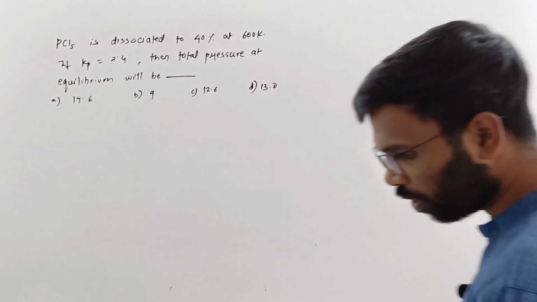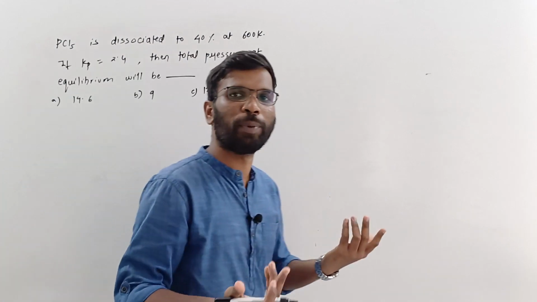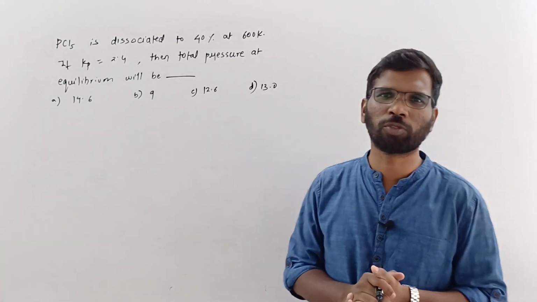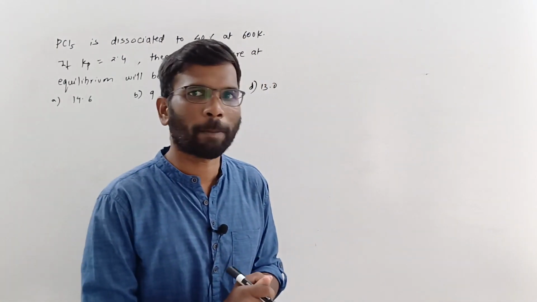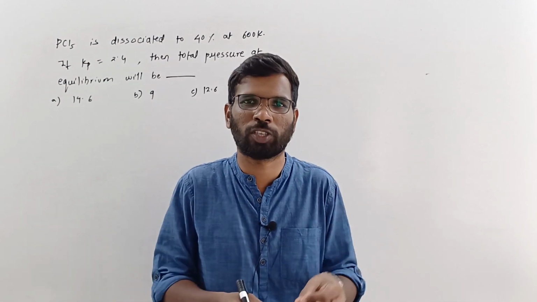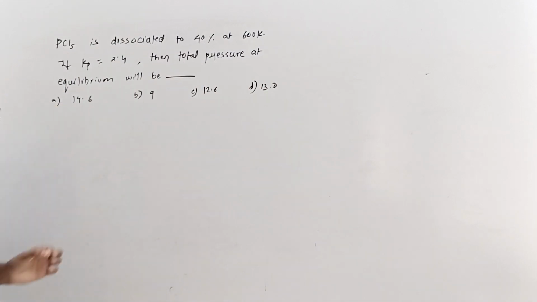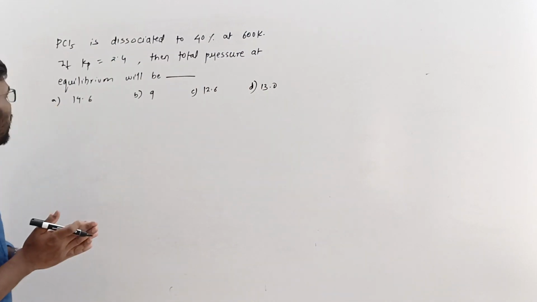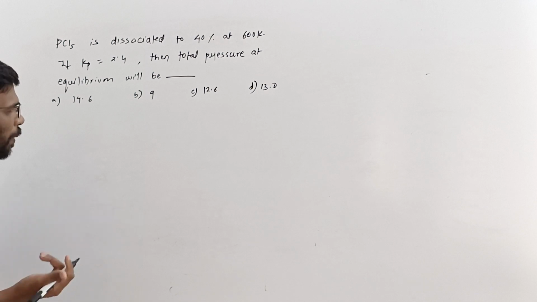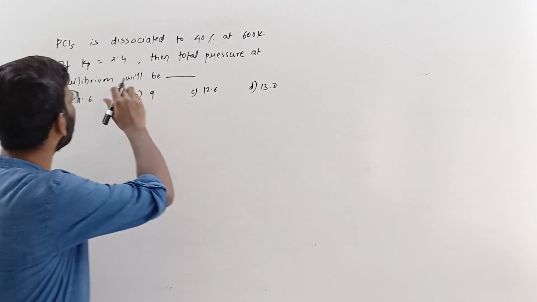Okay, let's quickly solve this question. This question is about partial pressures and how the equilibrium constant in terms of partial pressure is related. Partial pressures also tell about the concentration, meaning the more the partial pressure, the more the concentration of that component. So the question asked is: PCl5 is dissociated to 40% at 600 Kelvin. Kp, the equilibrium constant in terms of partial pressure, is given.